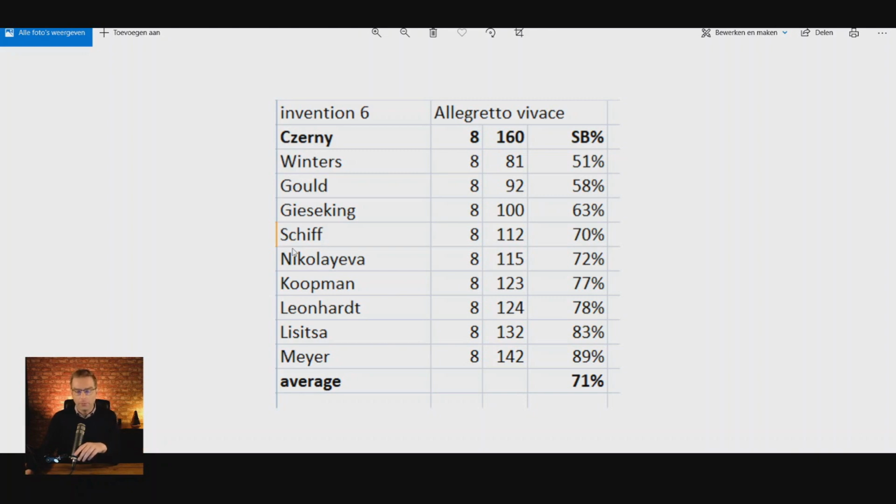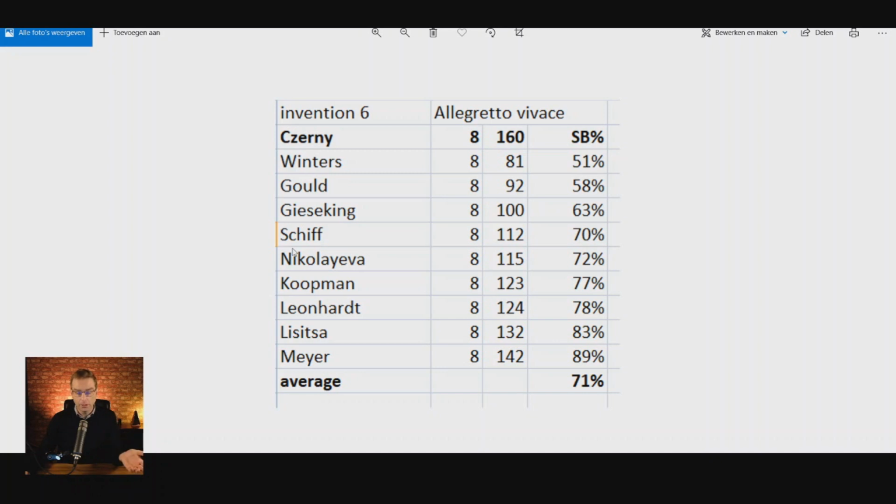So it's what I call my innocent period, where I didn't think about what tempo I would take in terms of metronome marks, but it was more freewheeling on my feeling. So yeah, 51%. Gould, 58%.